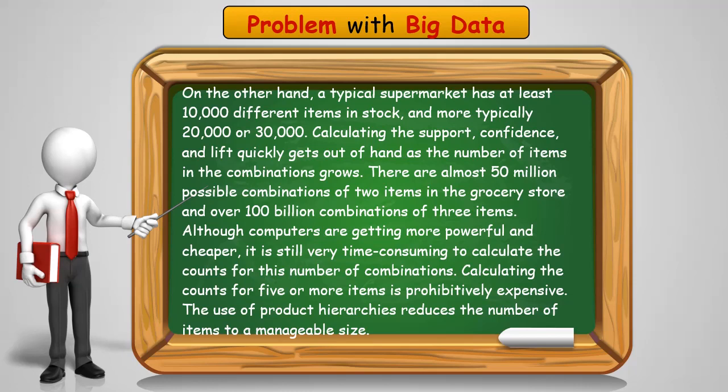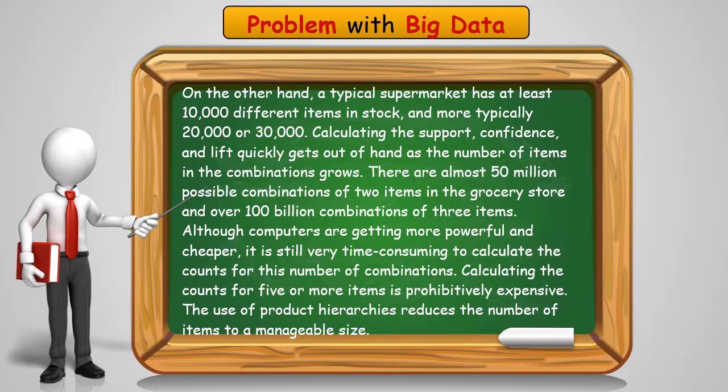On the other hand, a typical supermarket has at least 10,000 different items in stock, and more typically 20 to 30,000. So calculating the support, confidence, and lift quickly gets out of hand as the number of items in the combinations grows. There are almost 50 million possible combinations of 2 items in a grocery store, and over 100 billion combinations if we went to 3. So though computers are getting more powerful and cheaper, it is still a very time-consuming process to calculate the counts for the number of combinations. So calculating the counts for 5 or more items is prohibitively expensive.